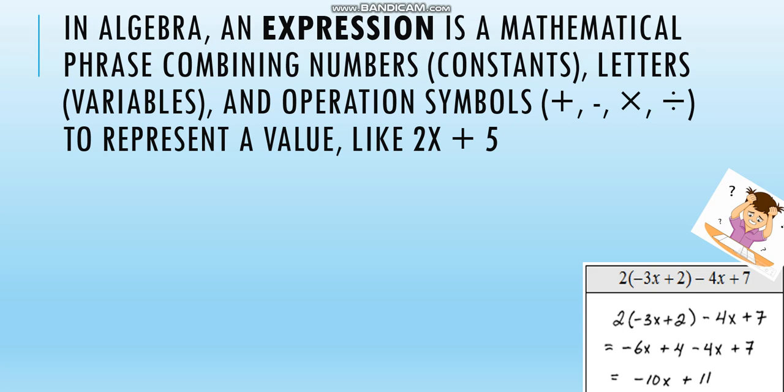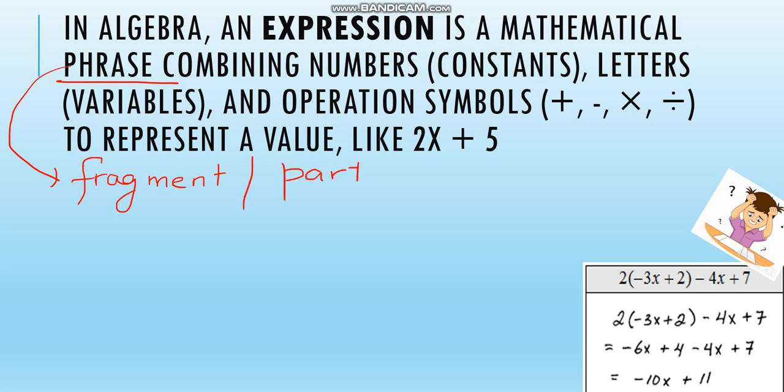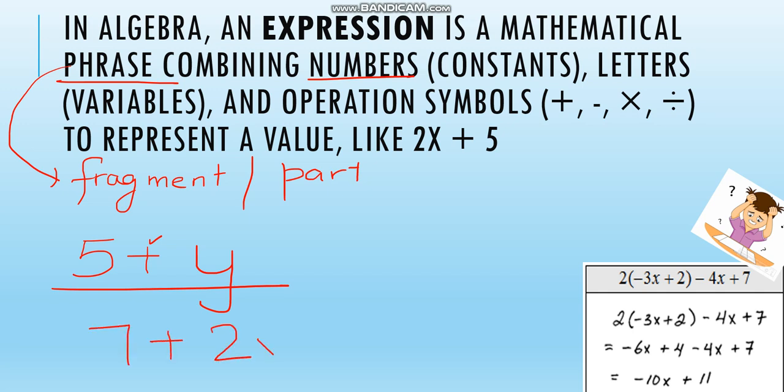So in algebra, an expression is basically a phrase. We can also call it a fragment. It's a part. You can call it a fragment, you can call it a part. It is basically a small section that has some numbers. Numbers can be constants like this. It can have some variables like y, operation symbols like plus minus, and this is how an expression can be written. We can also have some coefficient written in front of a variable. All of this is part of a bigger equation.